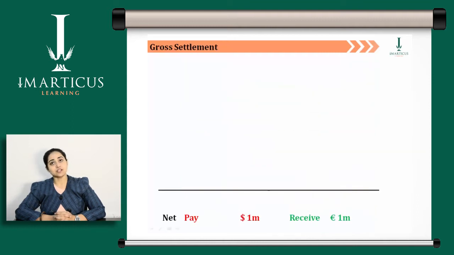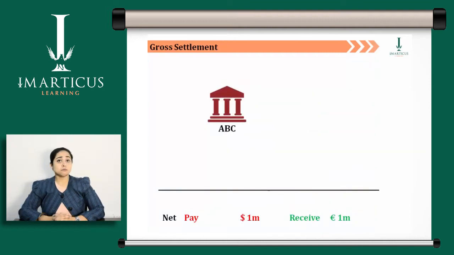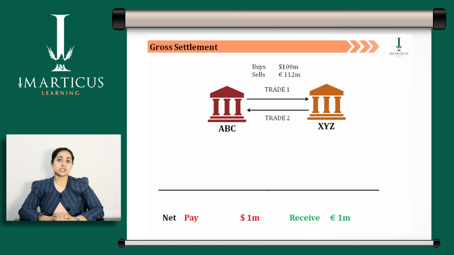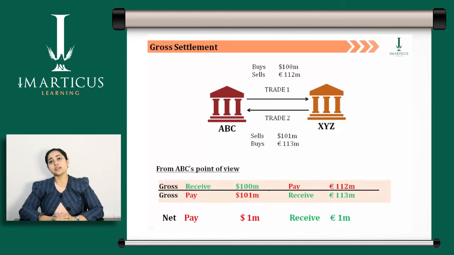Let us begin by understanding the gross type of settlements. Let's say ABC has executed two transactions with XYZ. In trade 1, ABC buys $100 million and sells 112 million euros. In trade 2, ABC sells $101 million and buys 113 million euros. In the gross settlement concept, ABC will pay 112 million euros and $101 million and expect to receive $100 million and 113 million euros. The risk here is that ABC would have made their payments, but XYZ can fail their payments, resulting in a loss to ABC.